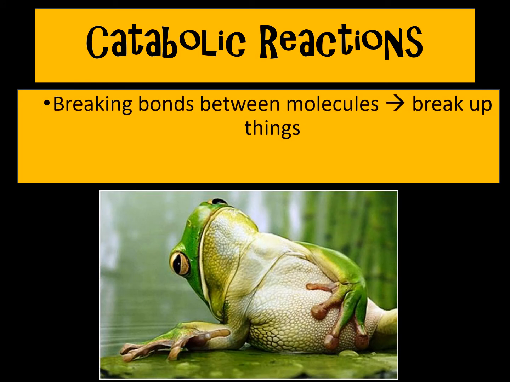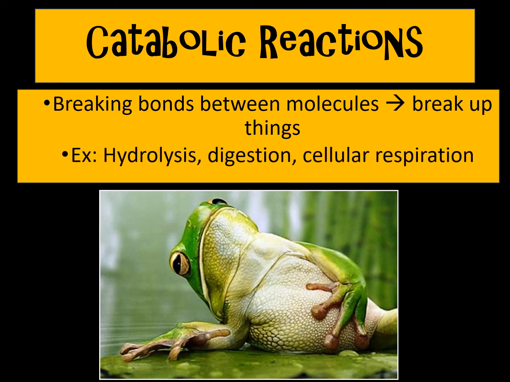Catabolic reactions are the opposite of anabolic. So instead of building up things in catabolic reactions, what we're doing is we're breaking the bonds between molecules. So we're pretty much breaking things up. And you can see this in the process of hydrolysis, where you take a large macromolecule and you break it down into its monomers with the addition of water. It's pretty much what the human body does. Every time you eat something, it takes that larger molecule and breaks them down ultimately into glucose.